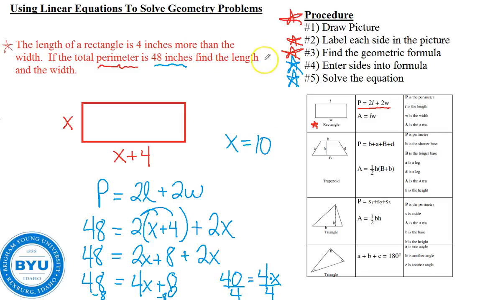So to answer the question now, the length and the width, I'm going to take this 10 and plug it back in. So I know that x equals 10, so my width is 10, and my length would be 10 plus 4, which is 14. So following those 5 procedures is the best way to solve geometry questions when we're dealing with algebra. Let's go ahead and have you try a couple.